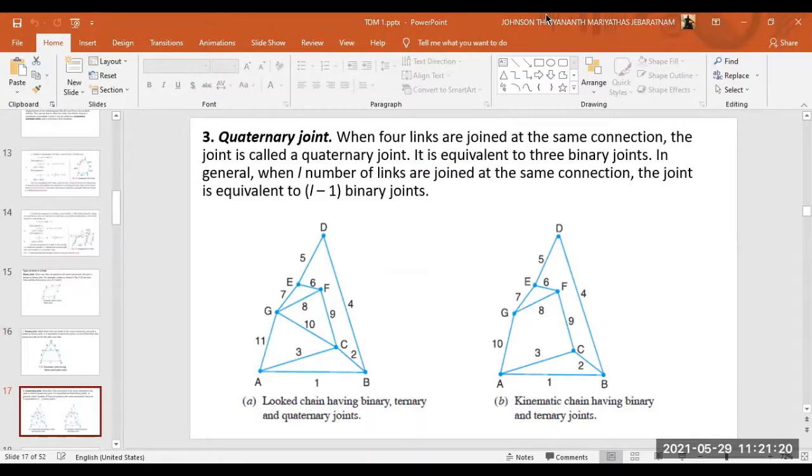So in this diagram, we'll see what the quaternary joints are. There should be four links connected. So I will write Q for quaternary joints.